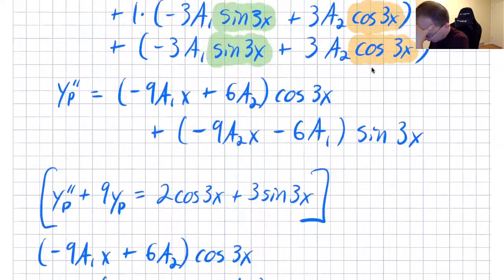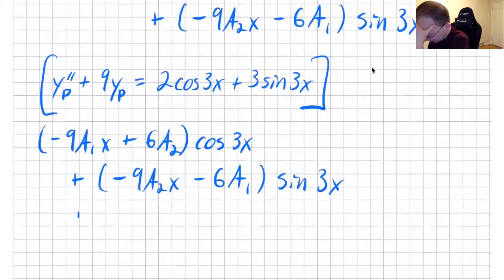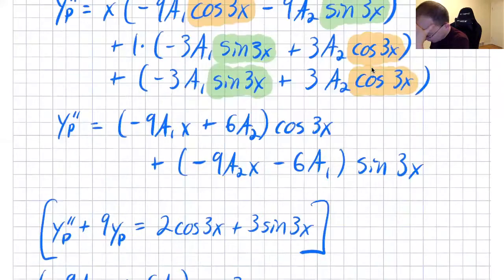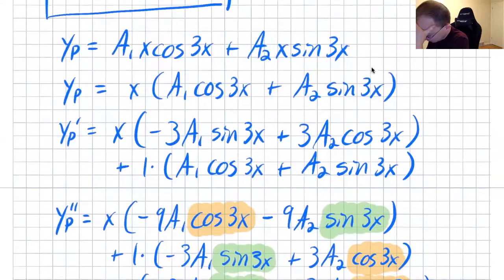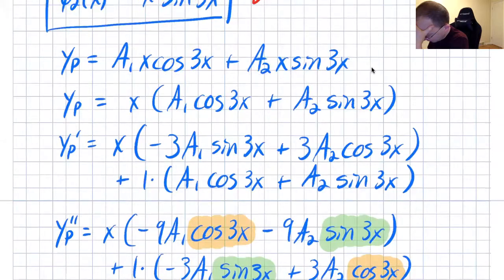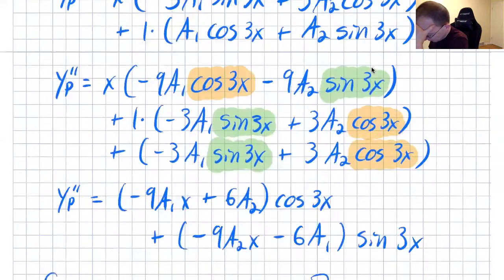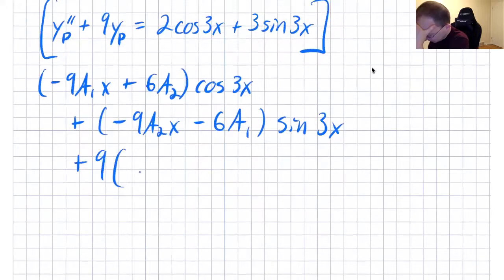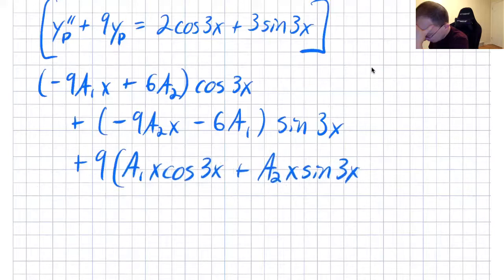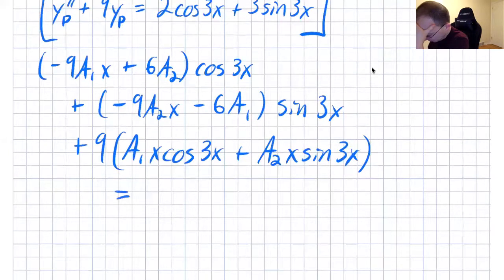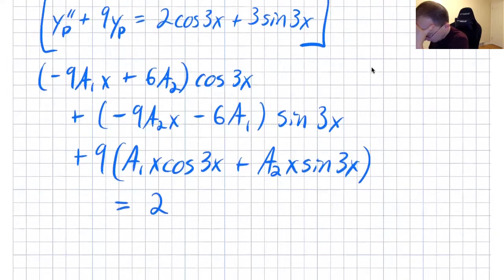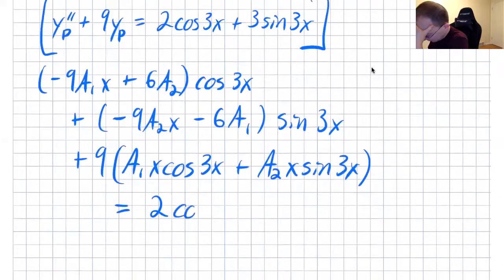And I also need plus 9 times yp. And again, I'll just copy that, bring it down here, and paste. And that is equal to 2 cosine 3x plus 3 sine 3x.